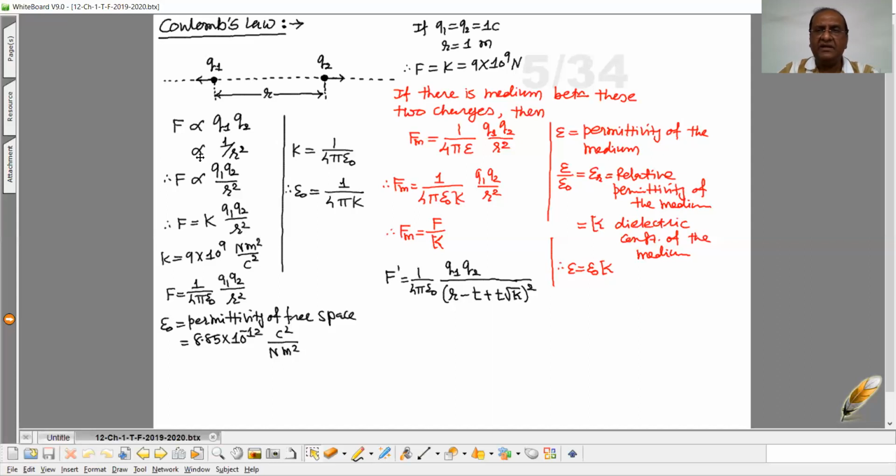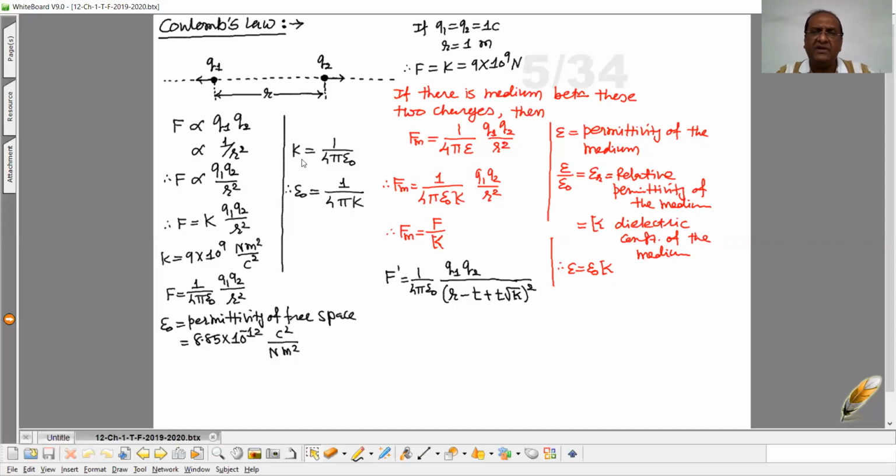And it is inversely proportional to the square of the distance between those two charges. So we can write F proportional to 1 upon R square. Resultantly, we can write F proportional to Q1 Q2 upon R square. Here we can introduce the proportionality constant, that is K. So resultantly we can write F equal to K Q1 Q2 upon R square, where the value of K is 9 into 10 raised to 9 Newton meter square per Coulomb square.